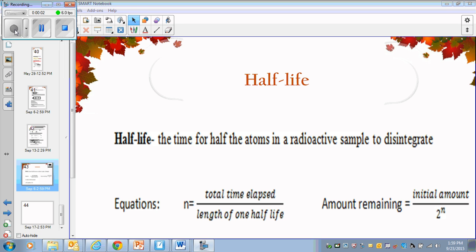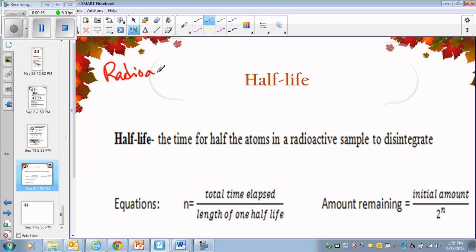Hi everyone, this video is on half-life. We already learned what radioactivity is. Radioactivity is a process in which an element undergoes radioactive decay. When it goes through the decay, it loses its mass. And when it loses its mass, we say it's going to lose half of it, and that's called half-life.